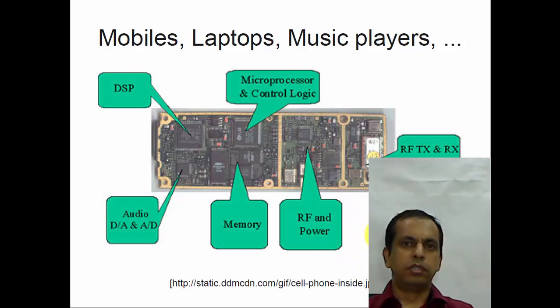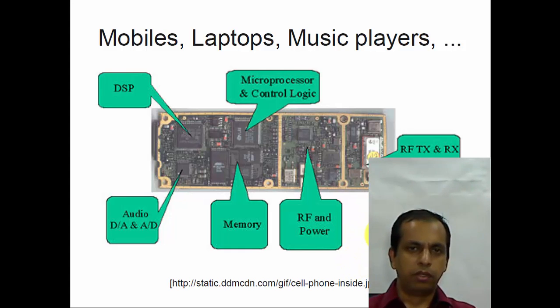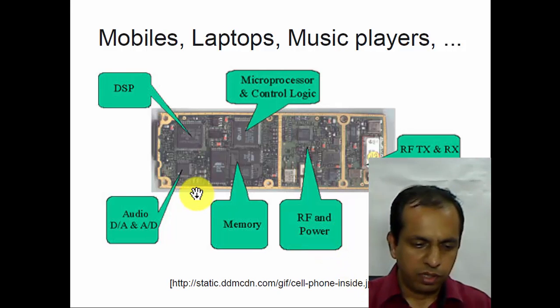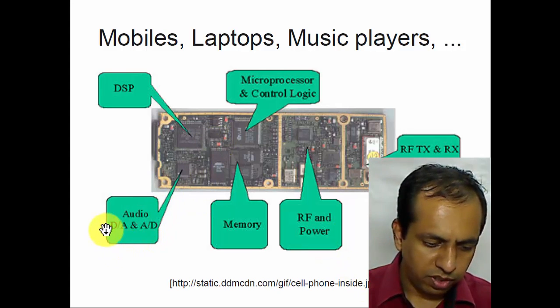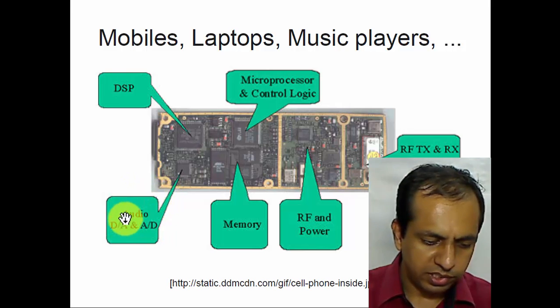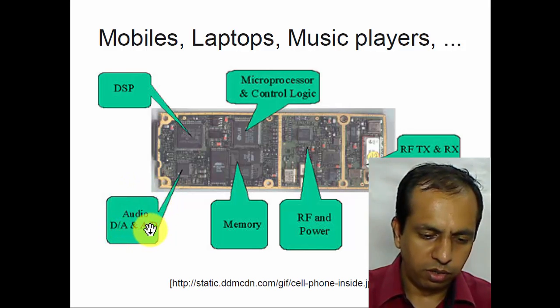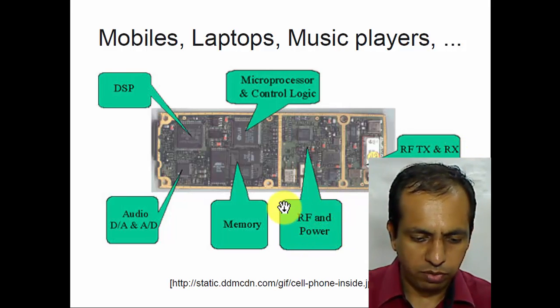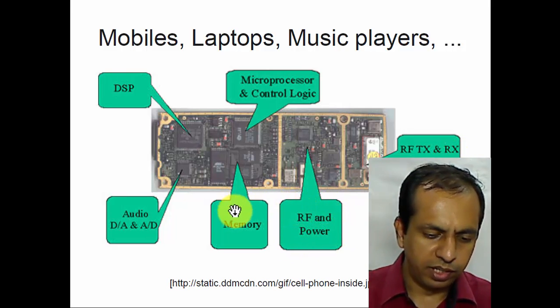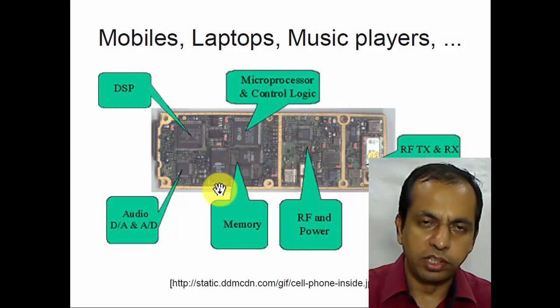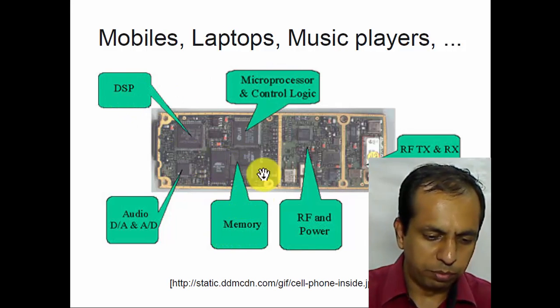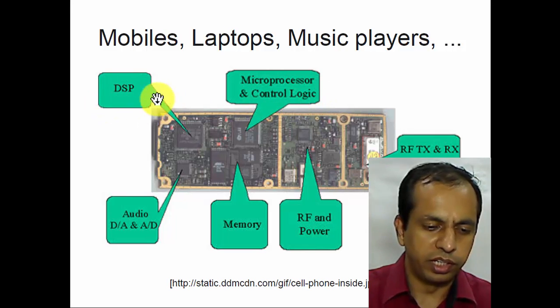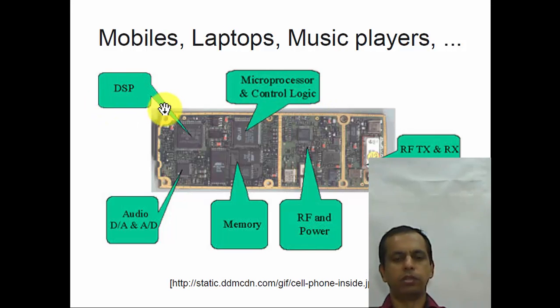So, just to show you an example, I have taken some picture from the web of a mobile phone, and it has what are distinctly analog circuits such as audio, digital to analog and analog to digital converters, and RF amplifiers and so on, and RF and power circuits. Also, like I said, even in digital logic circuits you need to have amplifiers. So, even in memory and microprocessor and control logic and DSP you will find analog circuits.